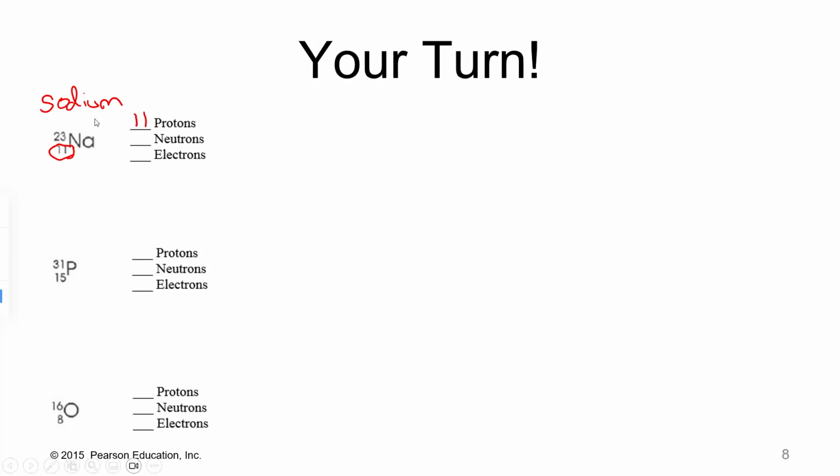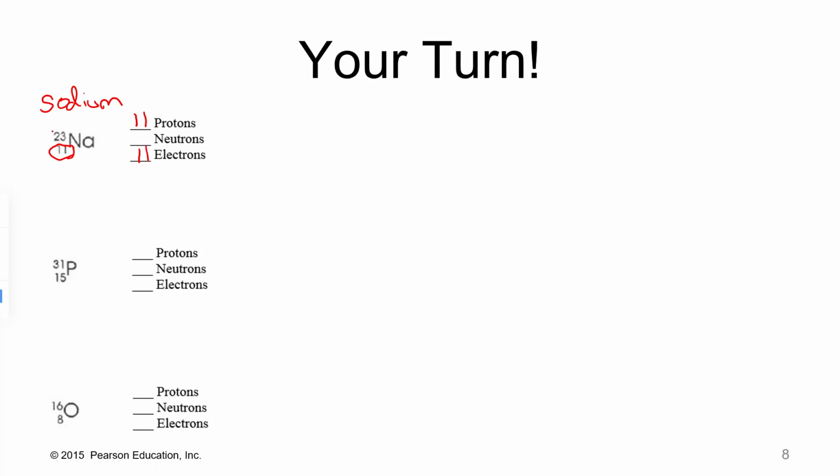Now there's no charge on this element. Otherwise you would see like +1, -1. There's no charge listed here. So because there's no charge, this is a neutral atom. So the number of protons, which are the positively charged items, has to equal the number of electrons, which are the negatively charged items. So since we have 11 protons, we also have 11 electrons.